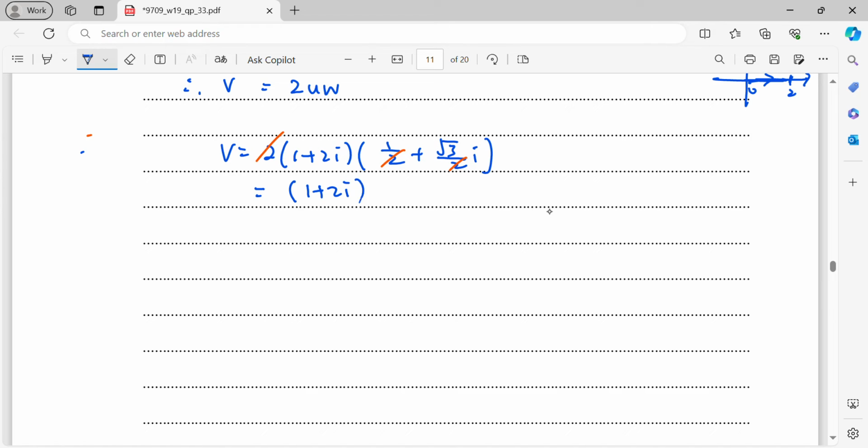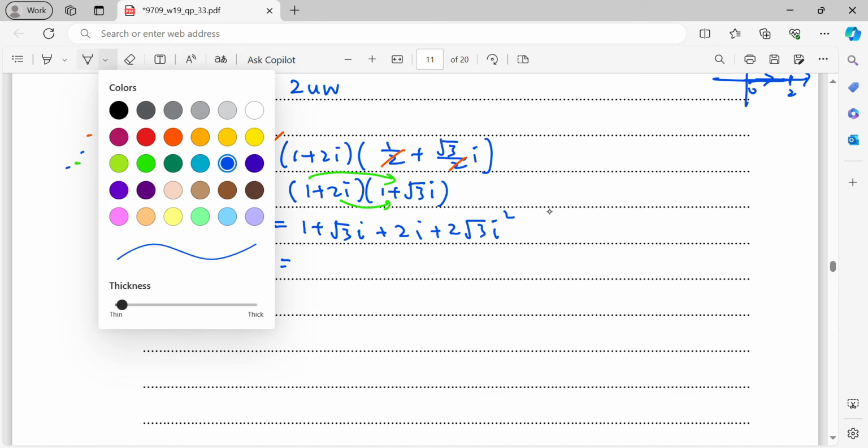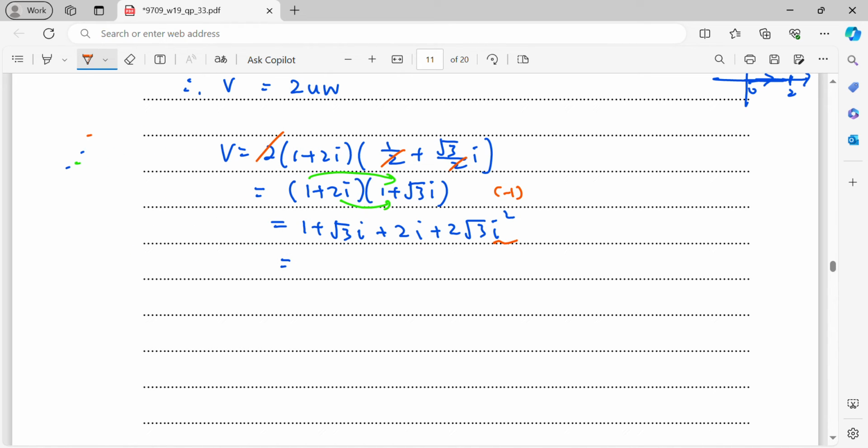So it becomes 1 plus 2i multiplied by 1 plus square root 3 i. What to do here is just expansion: 1 times the whole bracket, then 2i times the whole bracket. So I will be getting 1 plus square root 3 i. Then 2i times 1 is 2i. 2i times square root 3 i will be plus 2 square root 3 i squared. Remember, i squared is minus 1. So I will be getting 1 minus 2 square root 3, plus square root 3 plus 2 i. So this is my V.